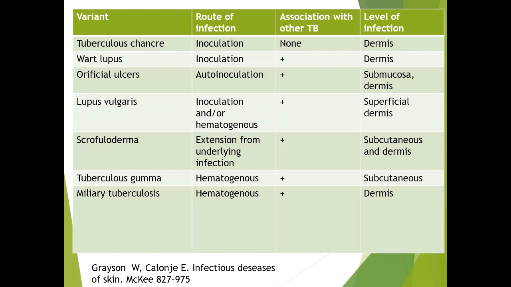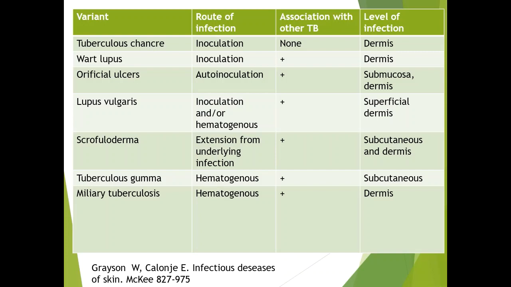Tuberculous chancre, warty lupus, and miliary tuberculosis extend up to the dermis. Orificial lesions involve the submucosa and dermis. Lupus vulgaris is in the superficial dermis. Scrofuloderma and tuberculous gumma can extend up to the subcutis.